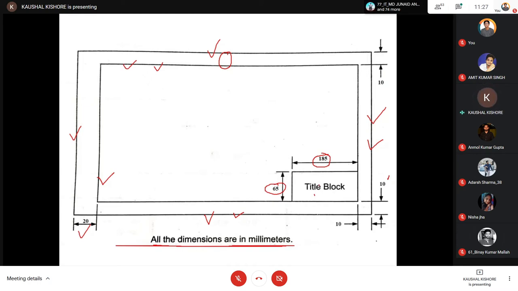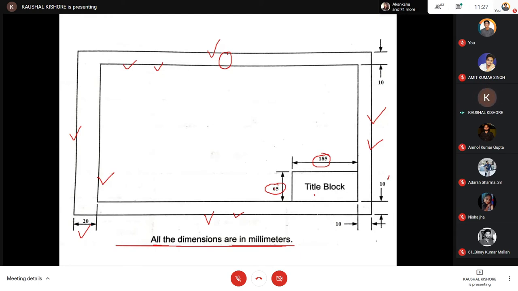It comes to the title block. There are various patterns to draw the title block: 185:65, or 160:65, as well as 170:85. But you should follow only one pattern.